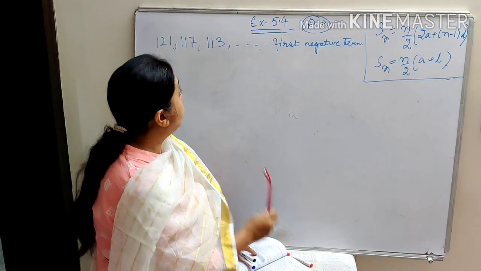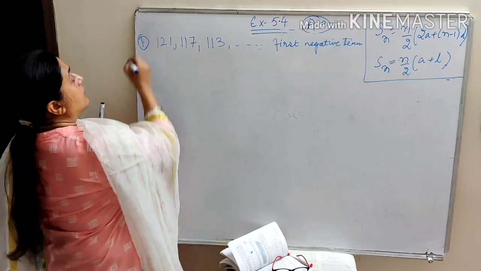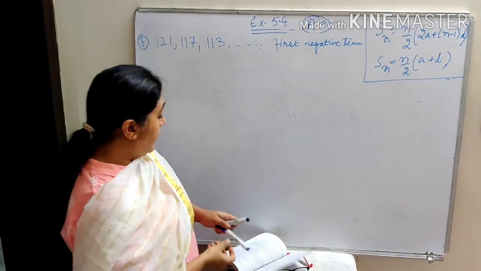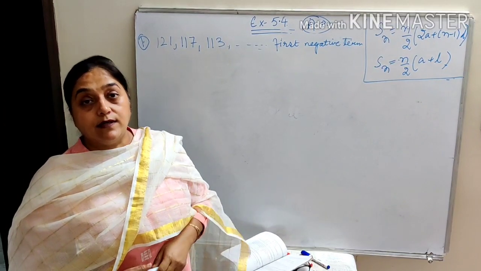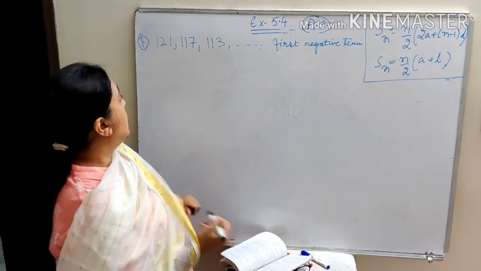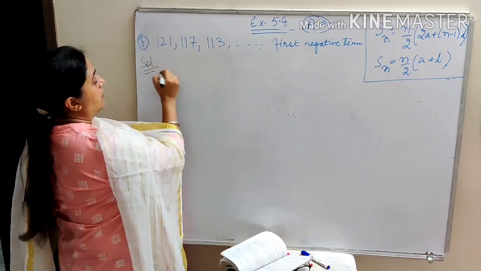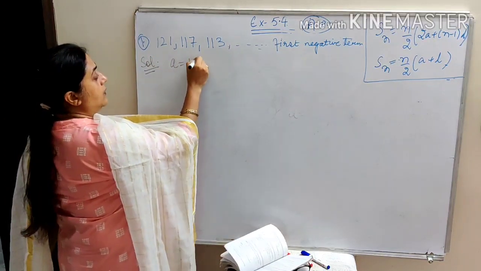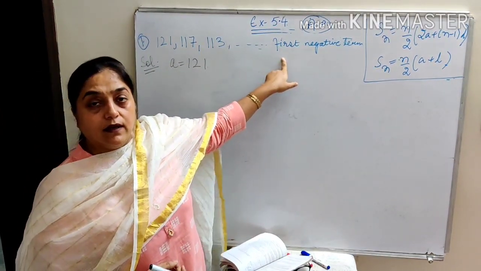First question is which term? Listen to me very carefully. The question is which term of the AP 121, 117, 113 has its first negative term? So let us find out the first negative term. Listen to me very carefully. Here a is equal to 121. Now can you see the sequence is a decreasing one.